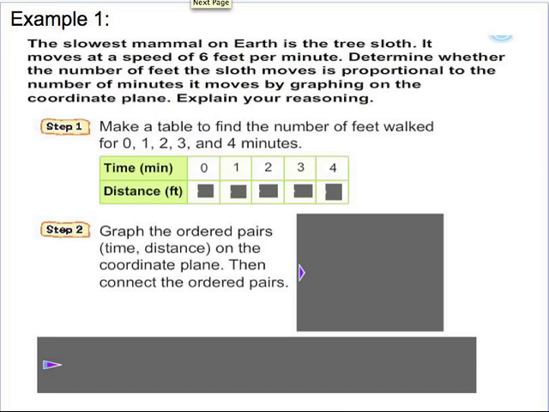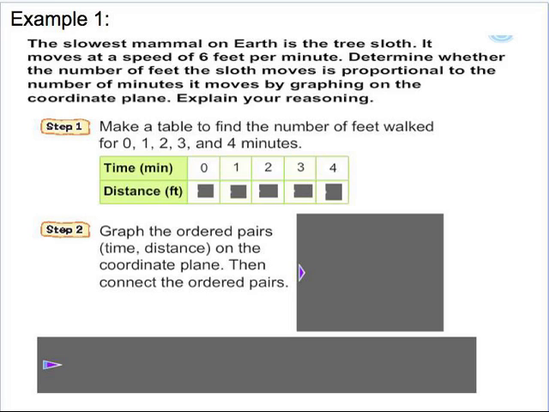Alright, example 1. The slowest mammal on Earth is the tree sloth. It moves at a speed of 6 feet per minute. This problem asks us to determine whether the number of feet the sloth moves is proportional to the number of minutes it moves by graphing on the coordinate plane, and then it asks us to explain our reasoning. So we're going to follow a 2-step process, which is going to get us to the last step, which is always to give our final answer.